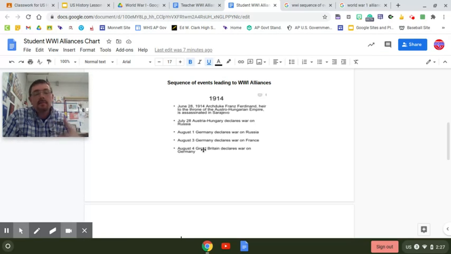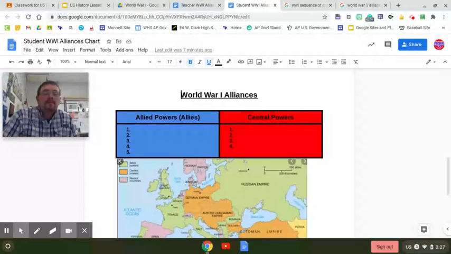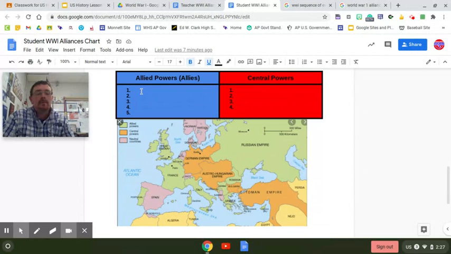So how does this affect what the alliances look like as you go into World War One? All right. So now we have 5 countries, and these 5 countries are going to stay the same, except you have some that are added. So you are still going to have Great Britain. You are still going to have France. You are still going to have Russia.